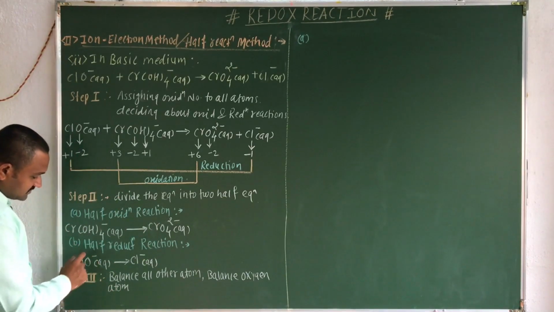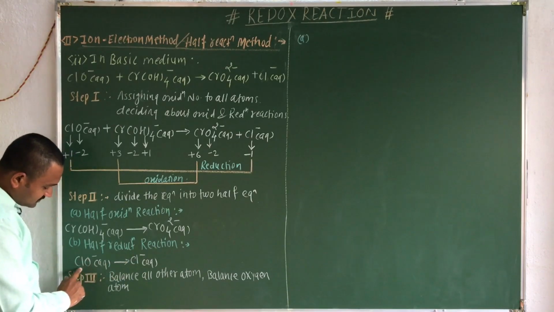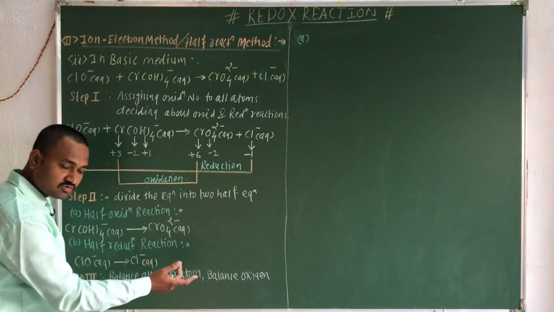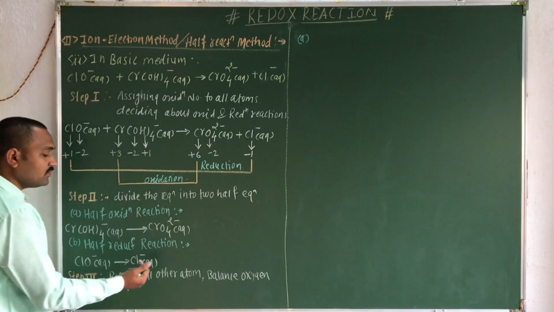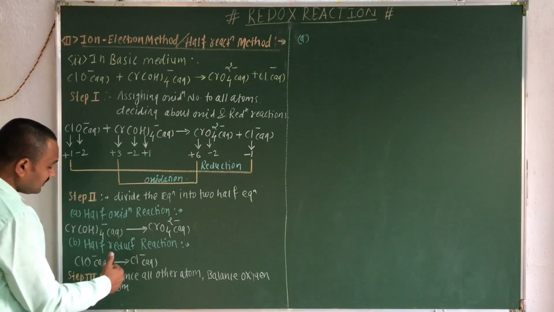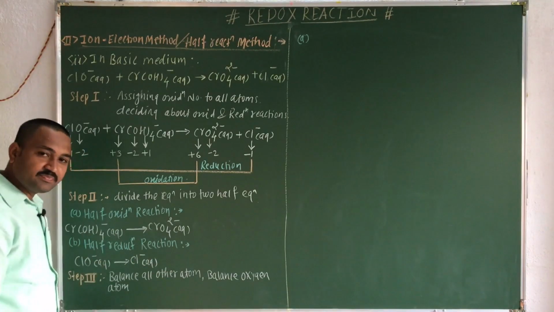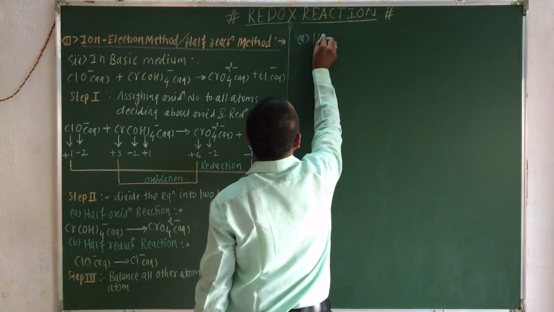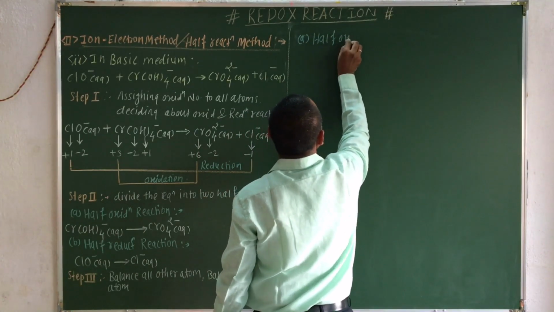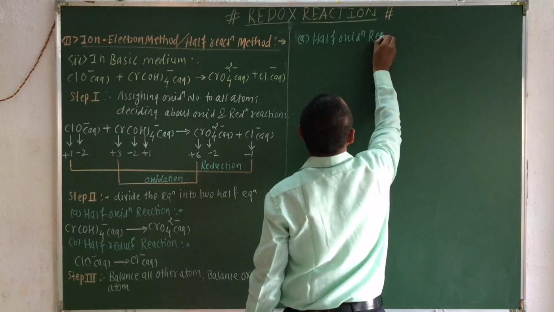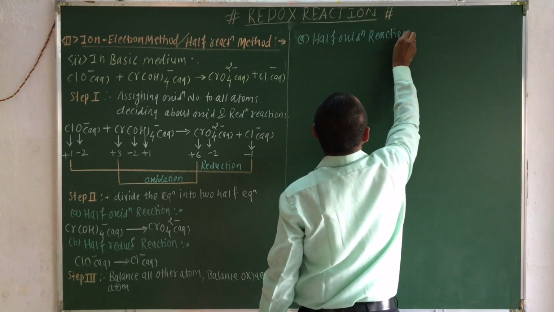Now in the second reaction, that is the half reduction reaction, ClO minus has one oxygen atom, and here there is no oxygen atom, so here we have to add one H2O. So let us modify that equation by using our step number three. So half oxidation reaction one.